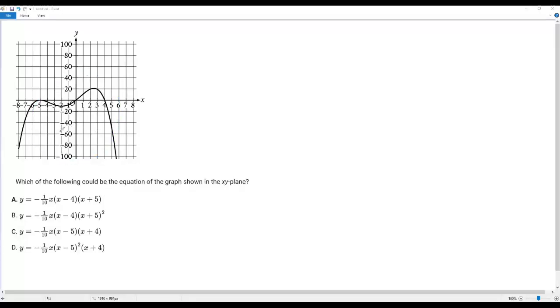Okay, to get the equation of this graph, first we have to look at the x-intercepts of the graph. That is, where the graph touches or intersects the x-axis. Here at x equals -5, the graph touches the x-axis, and also the graph intersects the x-axis at x equals 0. And also the graph intersects the x-axis at x equals 4. So there are three values: one is x equals -5, the other is x equals 0, and the third one is x equals 4.